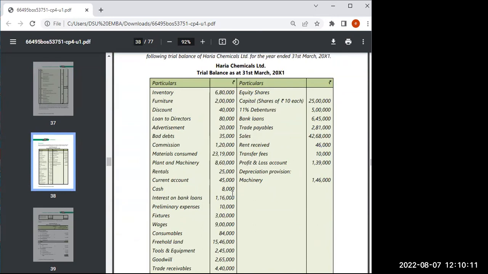Debenture is not share capital. Bank loan, trade payable, sales, rent, transfer fee. That's all. Only one capital item is there. How much? 25 lakhs. I bring it to the balance sheet.